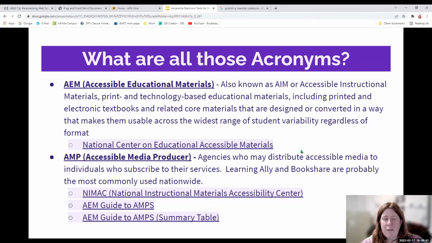Again, we have the definitions and more information in the links here. Then we have AMPs. An AMP is an accessible media producer. So this is going to get important a little later. We're going to talk a lot about some specific AMPs that you probably are familiar with, but you probably didn't know they were an AMP. So Learning Ally and Bookshare are probably the most well-known of these AMPs.